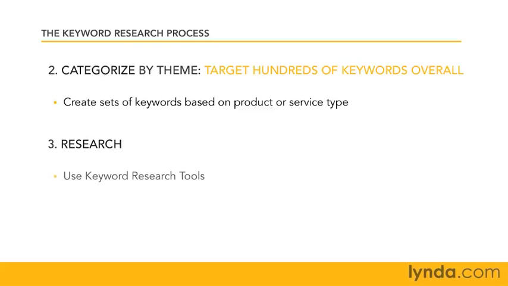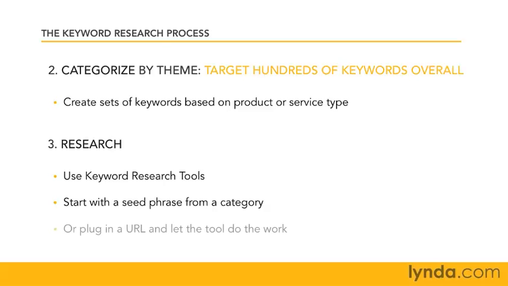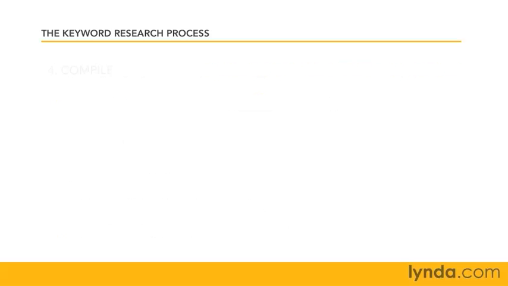Now you're ready to hit the keyword research tools. You can start with a seed phrase from one of your main categories, or if you've already got a website up and running, you can just plug your website's URL into the Google Keyword Research tool and let it do the work for you. The next step is to compile your research. All keyword research tools allow you to export the phrases into spreadsheets.